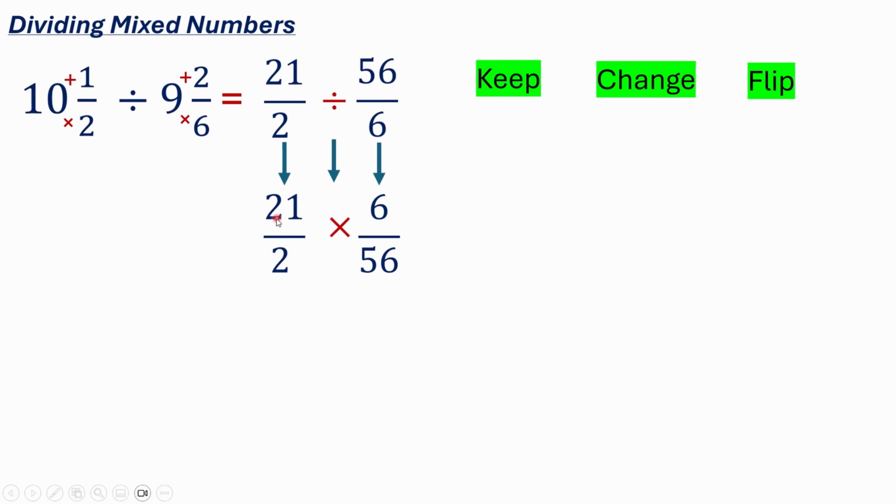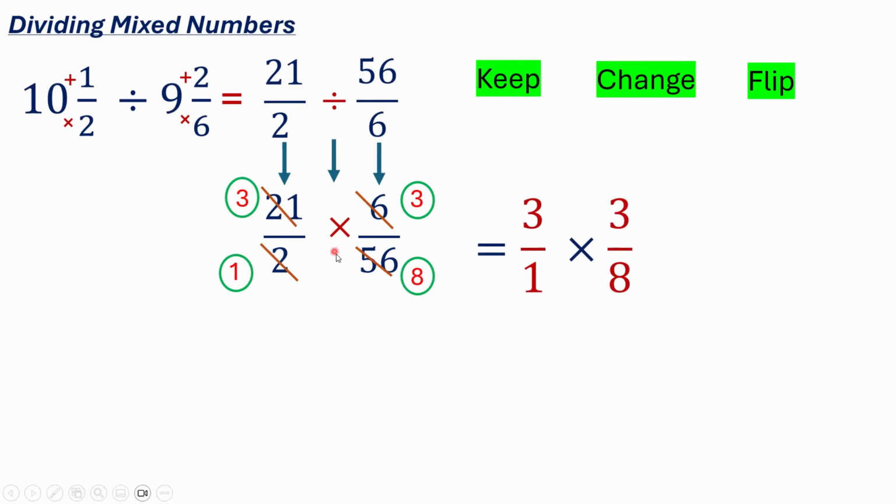I will simplify instead of multiplying 21 and 6 and 2 and 56, that will give you big numbers, big values. So I will simplify the 21 and the 56. I can divide 21 by 7, that will be 3, and I can divide 56 by 7, it will be 8. I can also divide 6 and 2 by 2. 6 by 2 is 3, and 2 by 2 is 1. Then I will write the new fractions 3 over 1 times 3 over 8 and multiply the numerators. 3 times 3 is 9. 1 times 8 is 8.